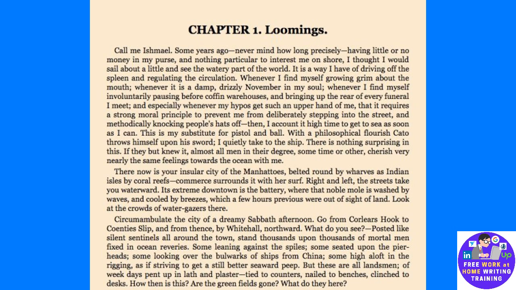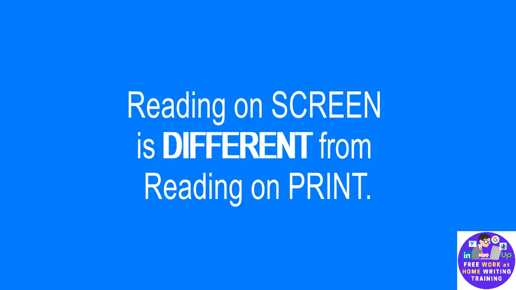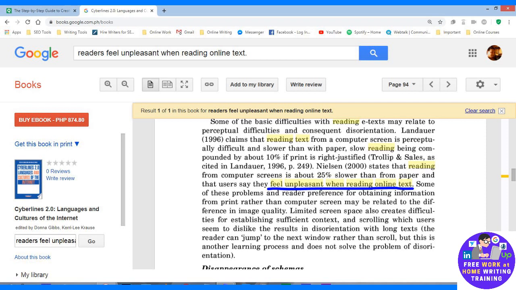However, reading on screen is so much different from reading on print. According to a survey by the Nielsen Group, many people find it hard reading on computer screens, tablets, and phones. Reading from screens takes about 25% longer than reading from paper. The survey further revealed that readers experience an unpleasant feeling when reading online text. To solve this problem, you have to make your article scannable.